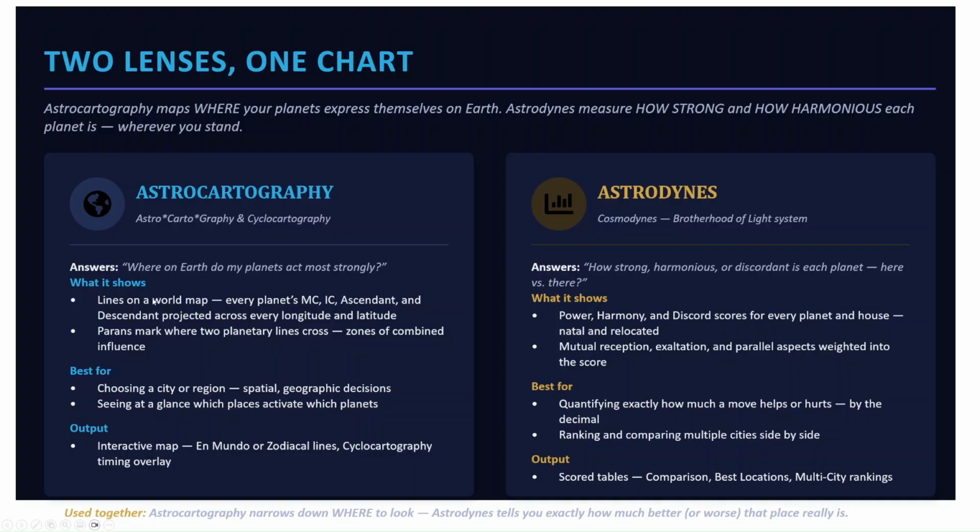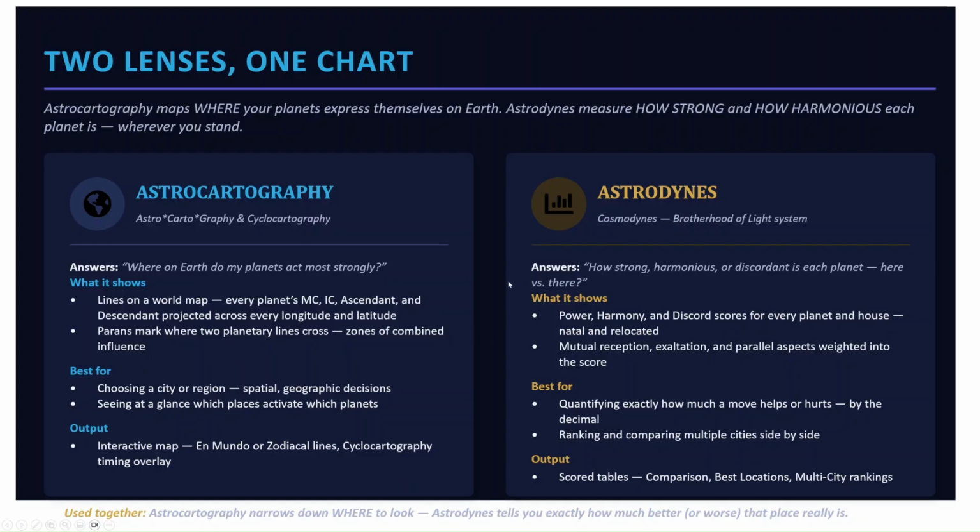What it shows is the lines on the world map, every planet's midheaven, IC, ascendant and descendant projected across every longitude and latitude. Parans mark where two planetary lines cross, zones of combined influence, best for choosing a city or region, spatial, geographic decisions, seeing at a glance which places activate which planets. And the output is that interactive map or astromap with either Inmundo or zodiacal lines, and a cyclocartography timing overlay.